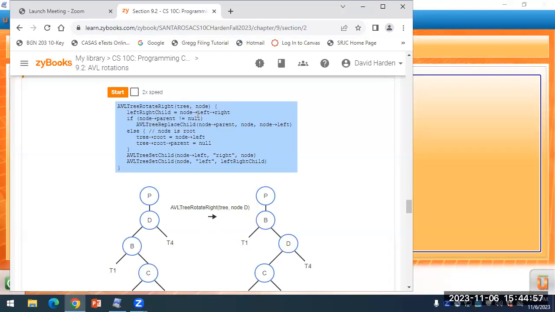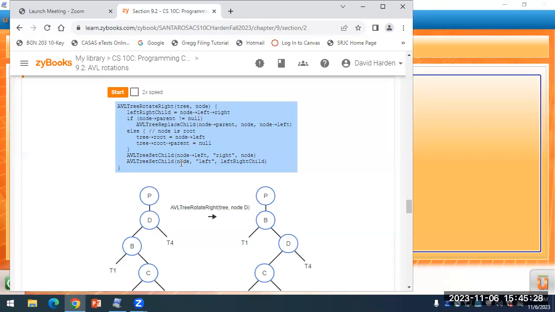So we're just setting left, right child equal to is going to be this C, right? And why do we need to remember the C? What's going to happen with the C when we do a right rotation? Swap sides. Right. It's going to become D's left child. Everyone okay with that? Okay. So we're going to remember the C.